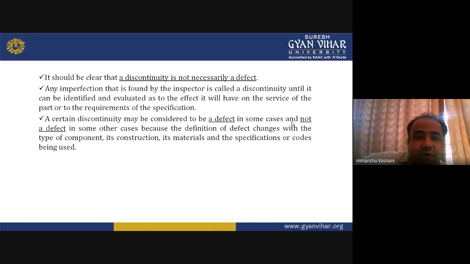Okay. And a certain discontinuity will be considered a defect in some cases and not a defect in other cases, because the definition of defect changes with the type of component, its construction, its materials, and the specification of codes being used. If the component can be added on with some additional material and recovered, then it is not a defect. If it cannot be recovered, then it is a defect.